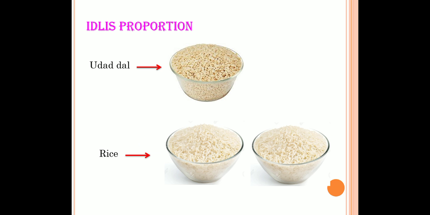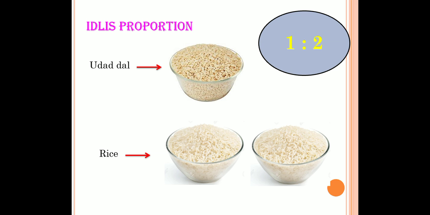Okay, now here they have given you the proportion. We can see the first one is urad dal and the second one is rice. For idlis she used urad dal and rice in the proportion of 1 cup of urad dal and 2 cups of rice. So how many cups of urad dal? 1 cup of urad dal and 2 cups of rice. So this is what your proportion is. Urad dal is 1 cup and rice is 2 cups. So your proportion is 1:2.